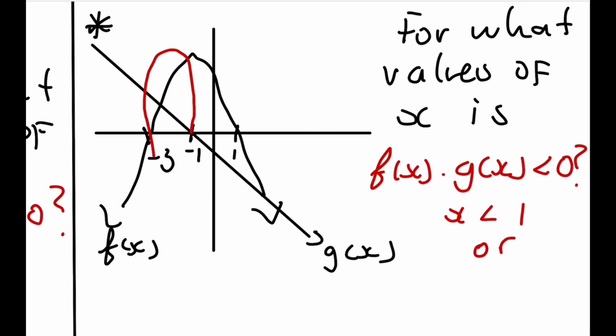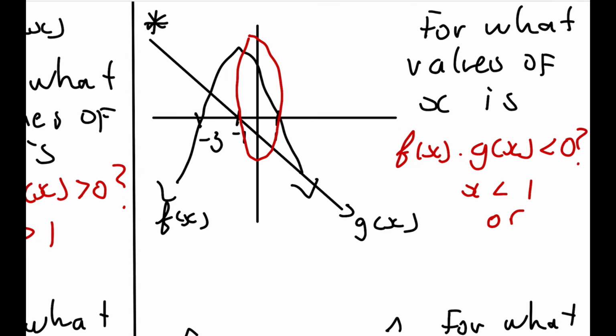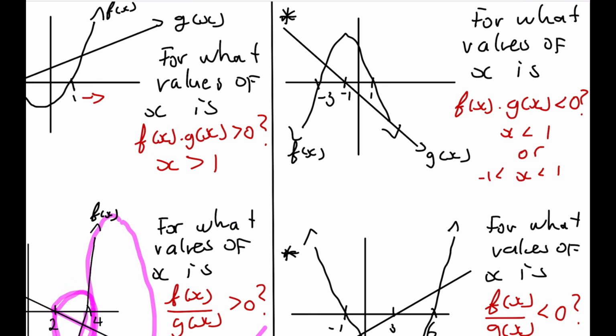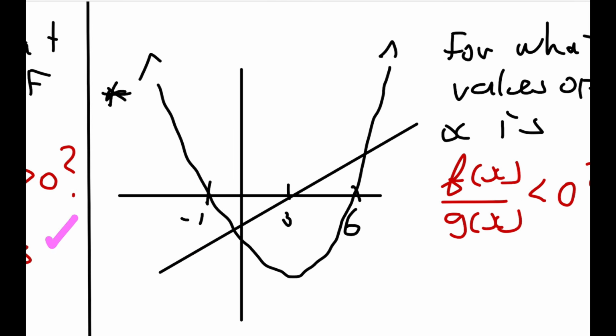What about between -3 and -1? What's going on there? Well, there, both graphs are above the x-axis, and that's not going to work for us. We're not interested in that. What about between -1 and 1? What's going on there? There, the parabola is above the x-axis, and the straight line graph is below the x-axis. That works. So between -1 and 1 works. What's happening to the right of 1? Both graphs are below the x-axis. That doesn't work.